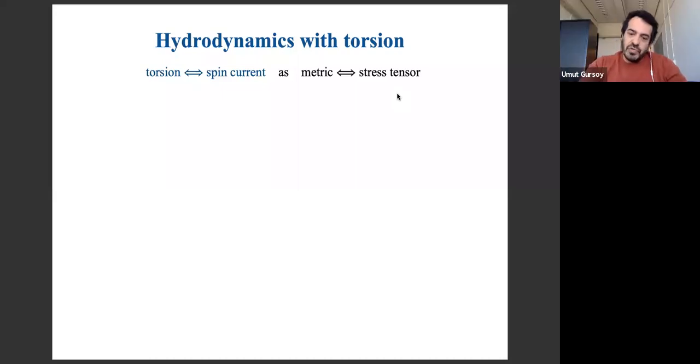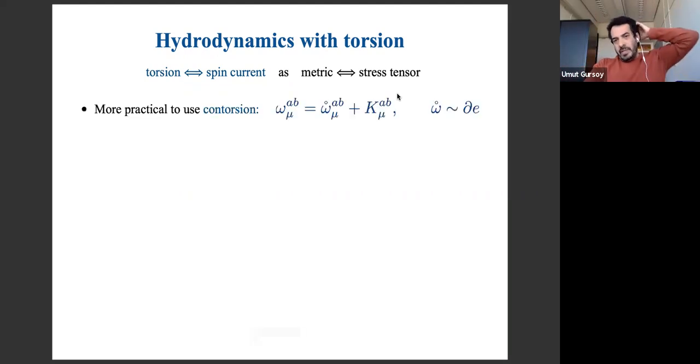Yeah, I will do that decomposition later. You will see. You can do the decomposition, of course, by using this fluid velocity u, right? So that's the Lorentz covariant way of doing it. We will do that. It will be more practical for me to use the contortion rather than torsion. And I'm assuming that this notion of contortion and torsion is familiar to you. But if it is not, please ask me, whenever you want to ask, please stop me.